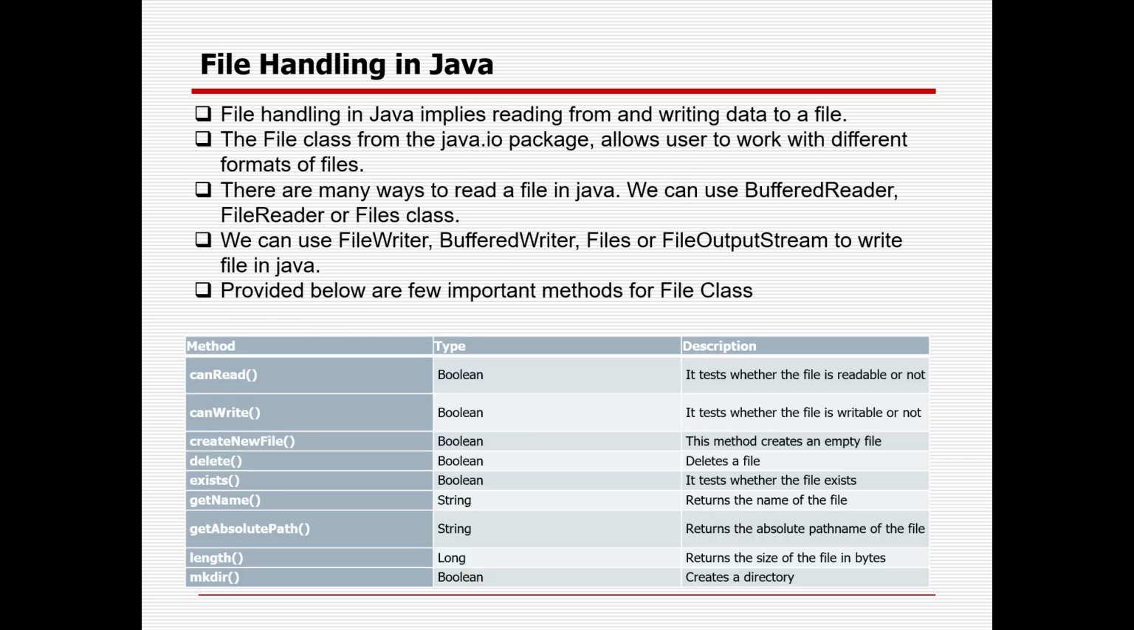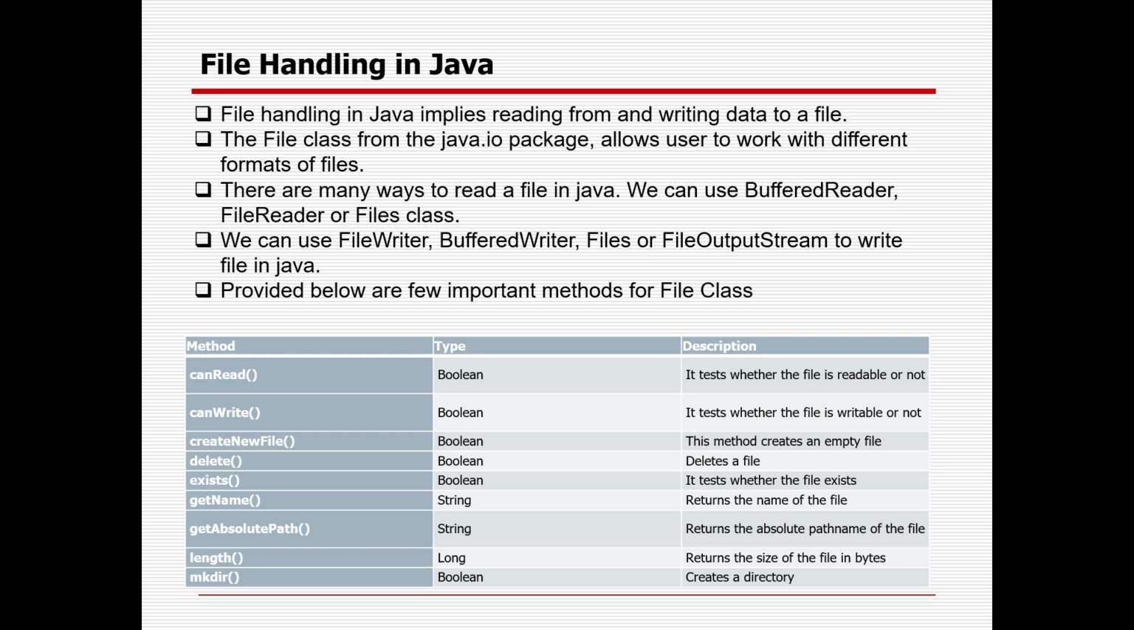So, what is file handling? File handling in Java implies reading from and writing data to a file. It can be an Excel file, or a notepad file, all this stuff. For Excel files, some other dependencies are required, which I'll be covering in the framework, especially Apache POI. But you can do any operation in a notepad file using the Java write classes and the relevant file methods, because the File class is already there in the java.io package, which allows users to work with different formats of files. There are many ways to read a file in Java.